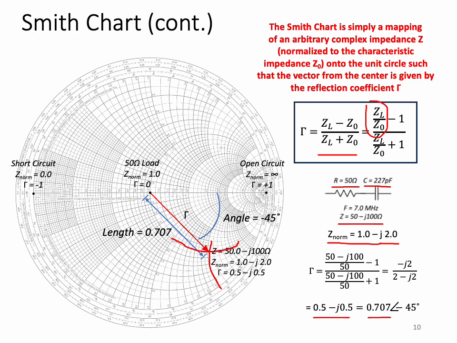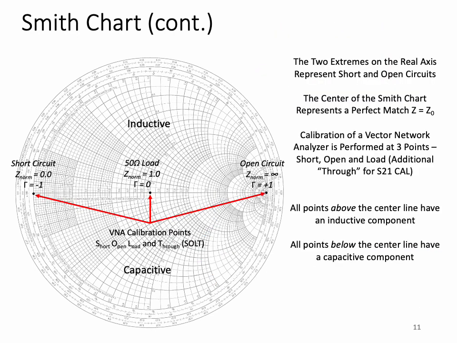Remember that gamma is a measure of how much voltage gets reflected back on a transmission line terminated in this impedance. And we'll see why the length of gamma becomes very important. Let's look at the location of a few important points on the Smith chart. If the load impedance is exactly equal to the characteristic impedance Z0, then gamma, which is Z load minus Z0 divided by Z load plus Z0 from the previous slide, is precisely equal to 0.